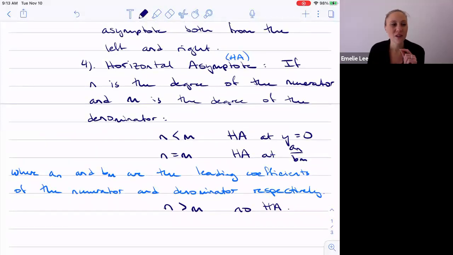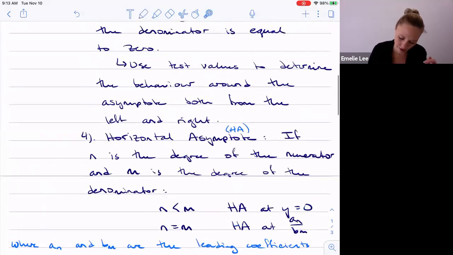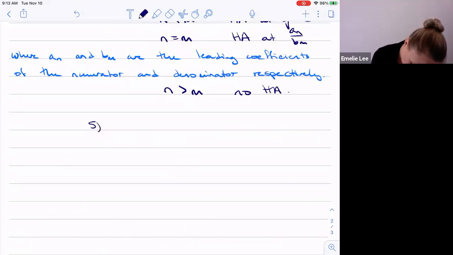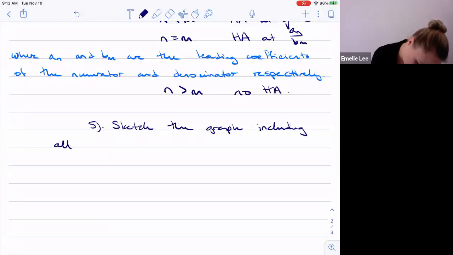Okay. The final step is to actually draw these things. So what you're going to do is you're just going to sketch out where your intercepts, where your asymptotes. You've already established the general behavior of the vertical asymptotes. And then from the graph, you'll be able to see what the horizontal asymptote looks like. So your fifth step is sketch the graph, including all the components you found above.